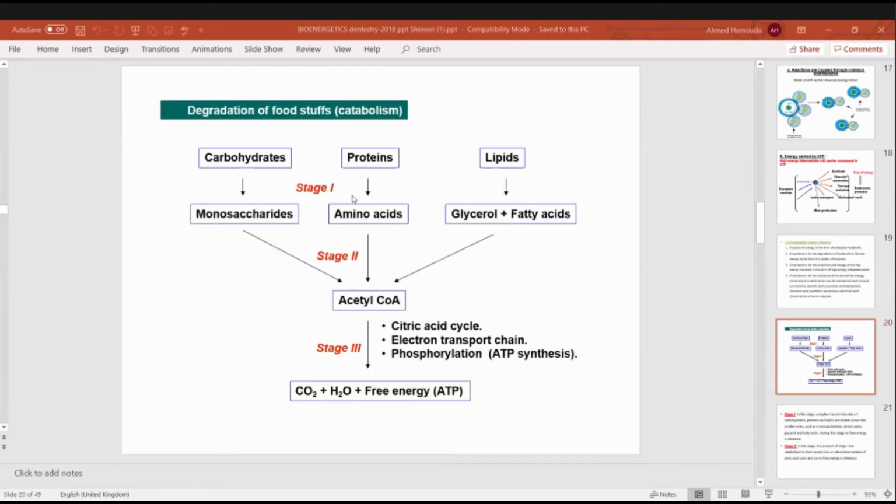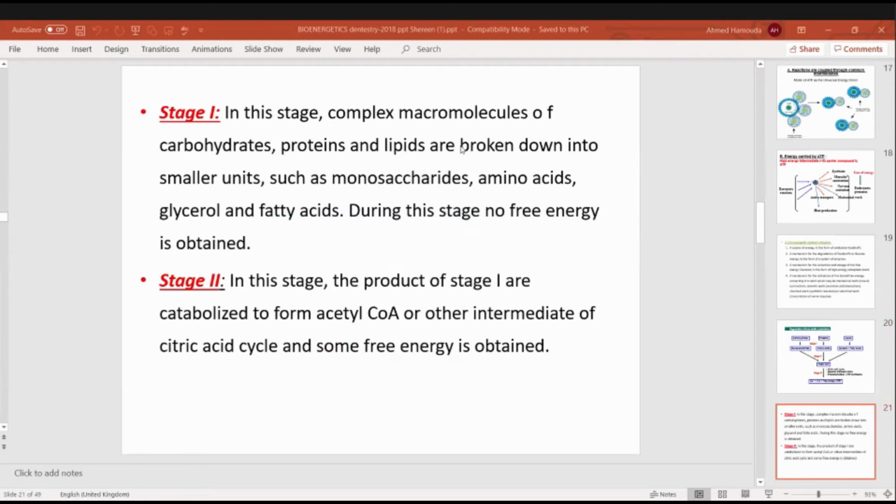So if you look at this stage one here, and remember, put in your mind the picture of carbohydrate, for instance, that you did. Stage one: you have a macromolecule, let's say glucose, a macromolecule of carbohydrate, as I mentioned, or protein or lipid, whatever. You want to cut it down into small units, as we explained before: monosaccharides or amino acids or glycerol. So this is your first stage.